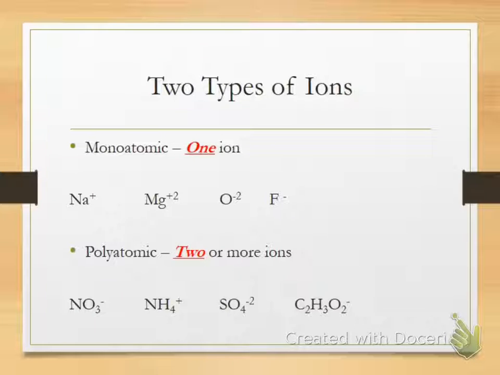Okay. There are 2 types of ions. We call a monoatomic ion, which mono means what? 1. So that's going to be your elements. And then we have something called polyatomic ions, which are 2 or more items that are covalently bonded with a charge.